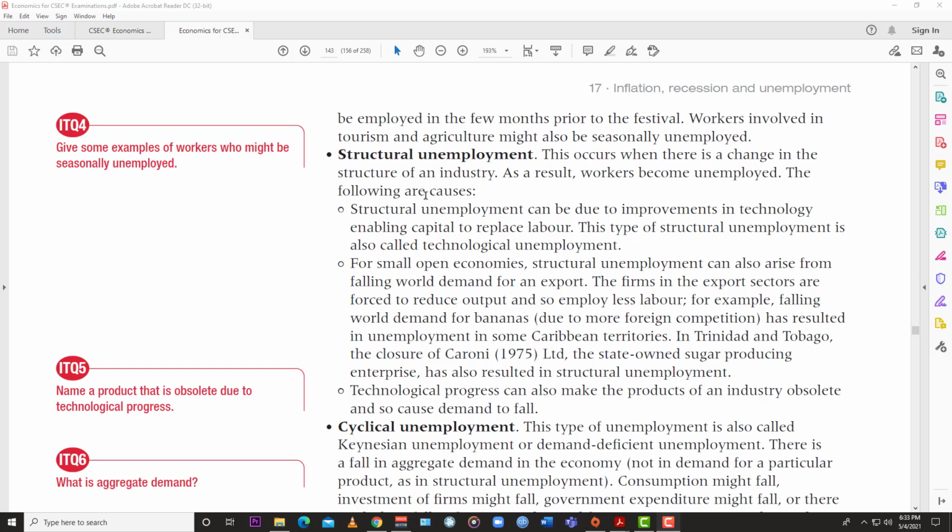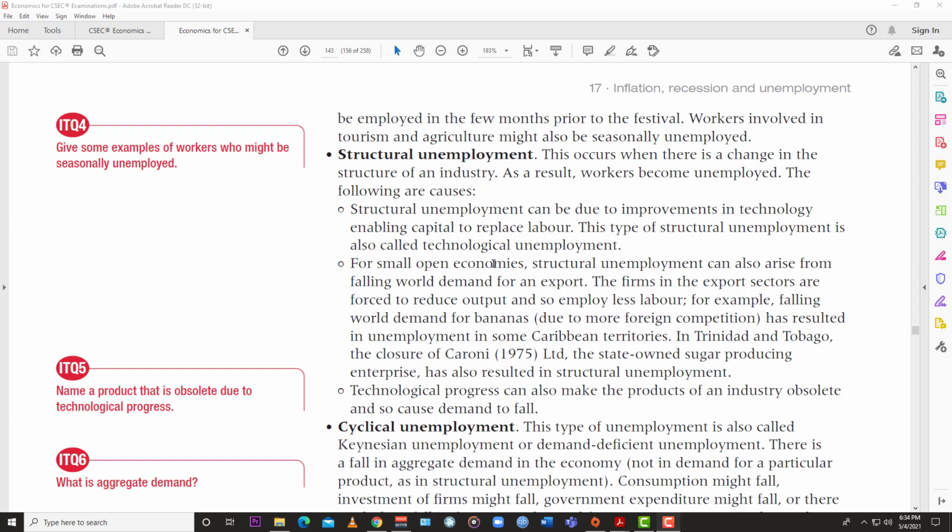Then we have structural unemployment. This occurs when there is a change in the structure of an industry. As a result, workers become unemployed. The following are causes. Structural unemployment can be due to improvements in technology, enabling capital to replace labor. This type of structural unemployment is called technological unemployment.